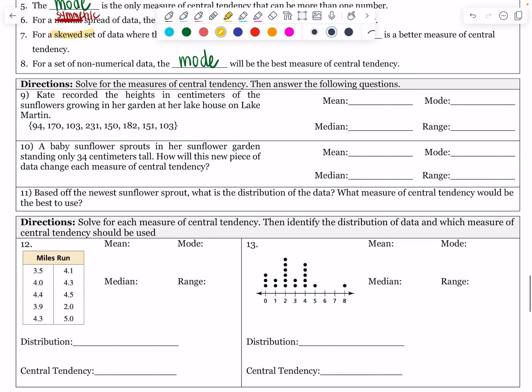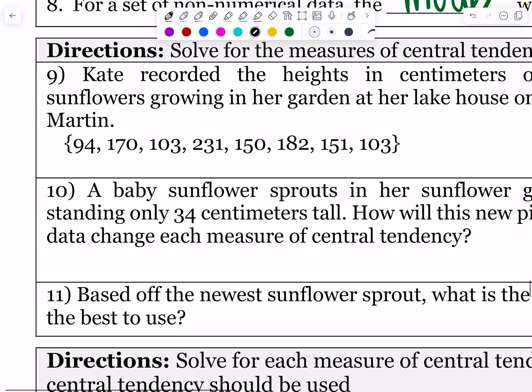So in this next set, it says solve for the measures of central tendency, then answer the following questions. Kate recorded the heights in centimeters of the sunflowers growing in her garden at her lake house on Lake Martin. The first thing we want to do is put these in order from least to greatest. So let's go ahead and do that from the beginning. Make sure that you list all of these.